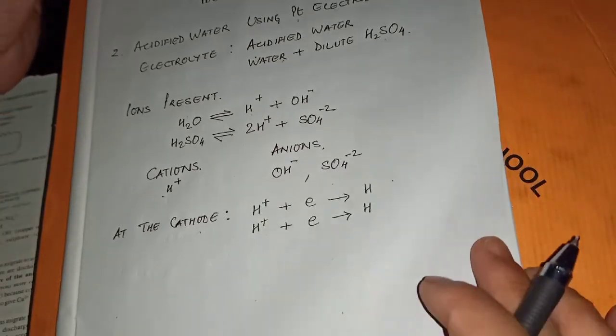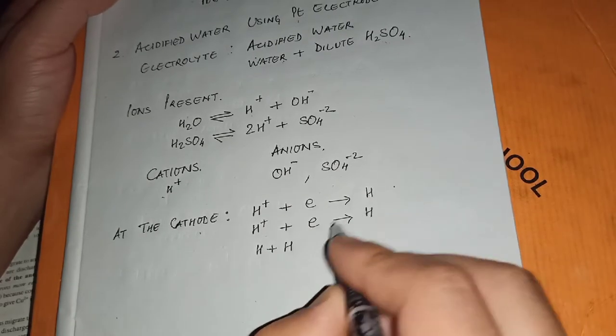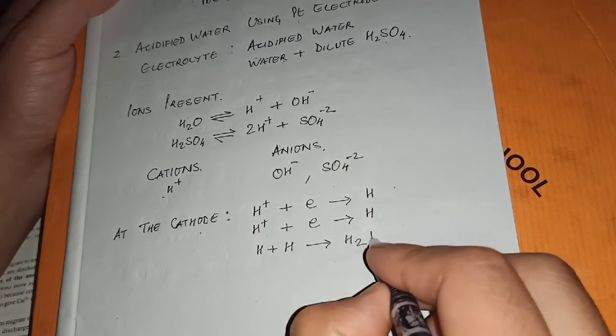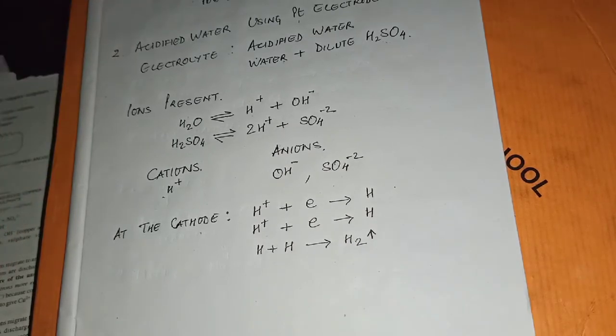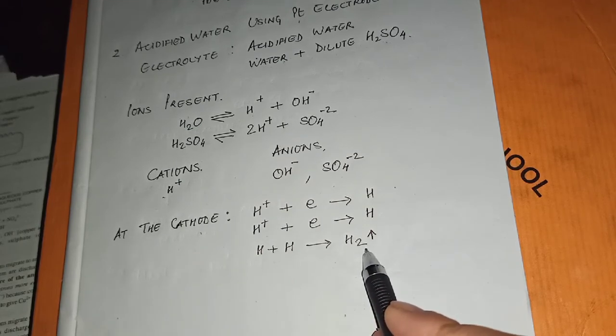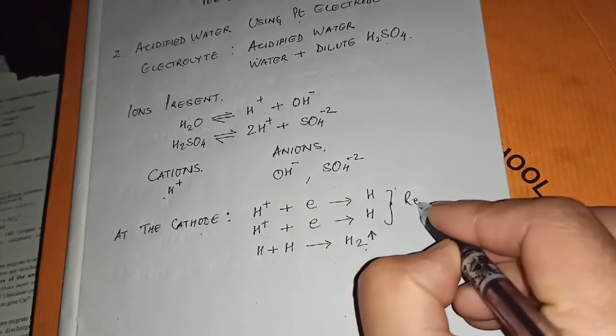Now these two hydrogen atoms will combine with each other to produce a hydrogen molecule, and it is a gas. So at the cathode, which gas will get produced? Hydrogen gas will get produced. Okay, now let's see, what type of reaction is this? Gain of electrons. So the whole thing is reduction.